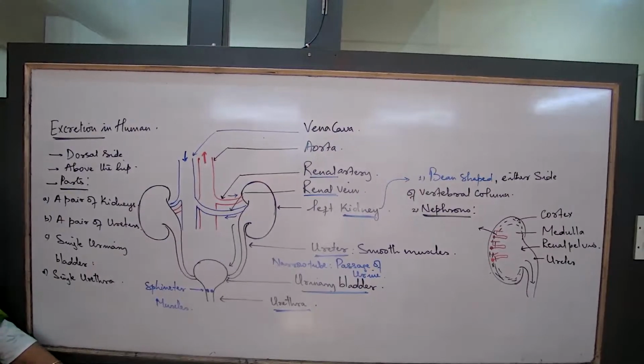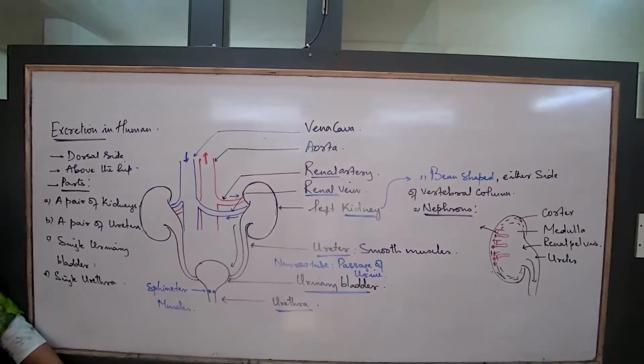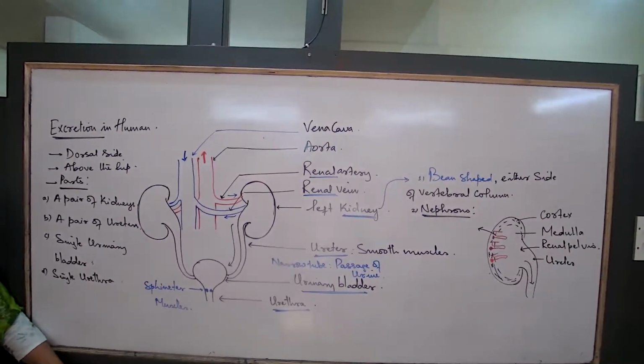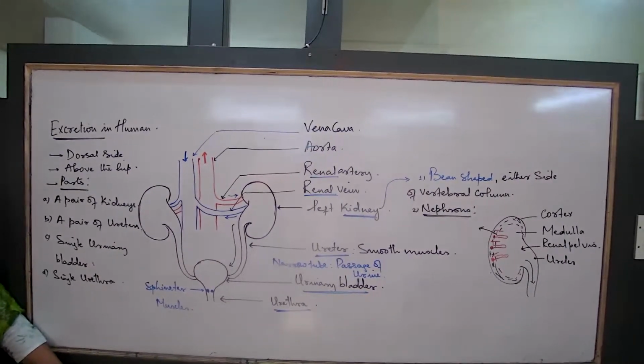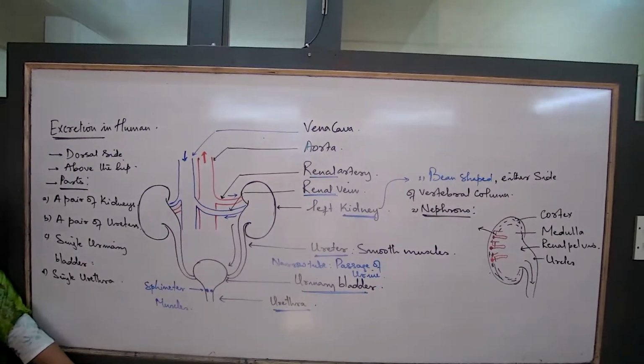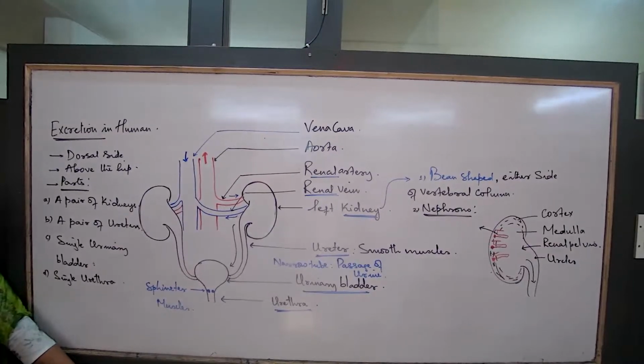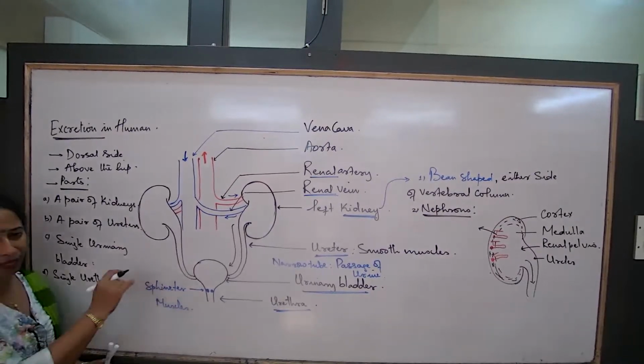Ureter is connecting which part to which part? The kidney to the bladder. What is its job? Carrying the waste substances from the kidney to the bladder. What is the substance it is made up of? What tissue is it made up of? Smooth muscles. Talk about the bladder now.